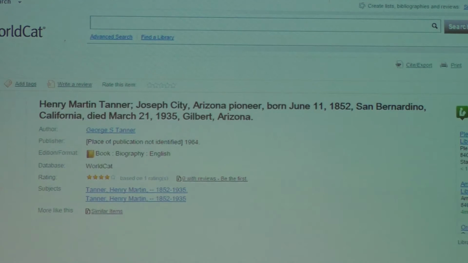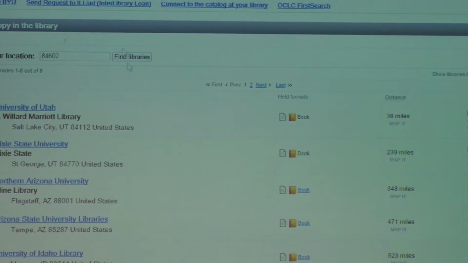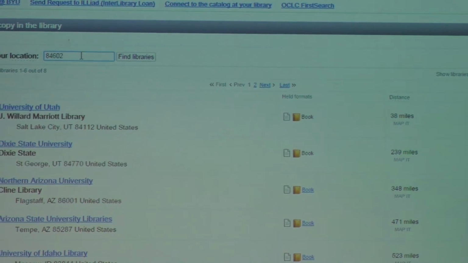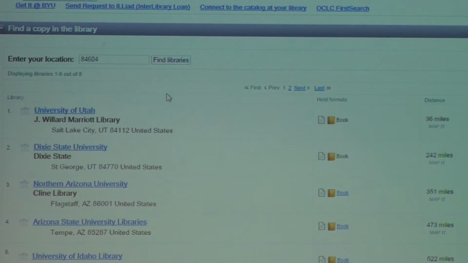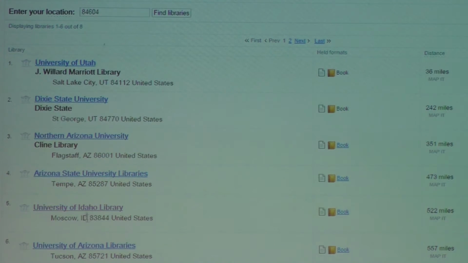And the important thing about what happens here with WorldCat is now it's got the book. It gives me some information about the publication and everything, but down here, if I put in my zip code, it will tell me the closest libraries that have that book. So there's one up at the University of Utah, 36 miles away, and since I happen to be sitting in a library here, I could probably get interlibrary loan and get them to get me a copy of it.